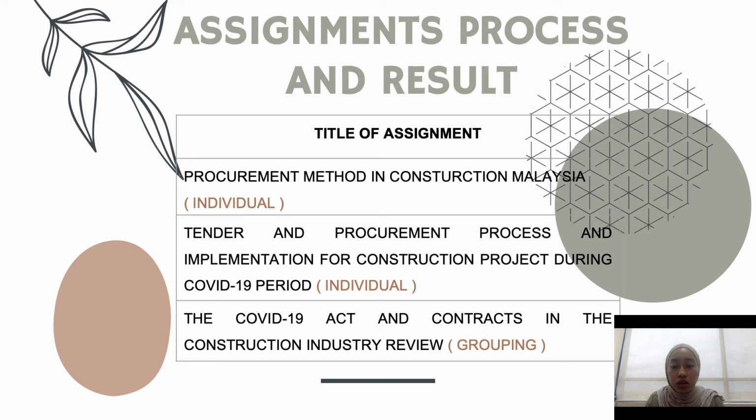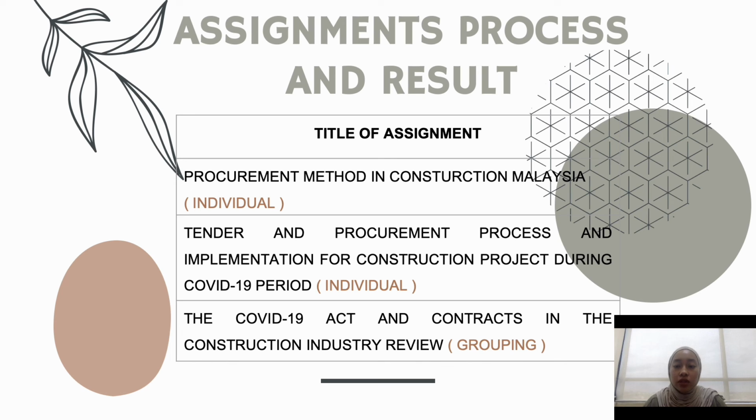Students are given 2 weeks to complete their individual assignment before the end of week 7. For the first task, students must understand the many types of procurement methods utilized in Malaysia, which include the traditional method, design and build, management method, and joint venture partnering. Based on all of the methods, the student will be able to assess the current state of procurement methods in the Malaysian construction industry.